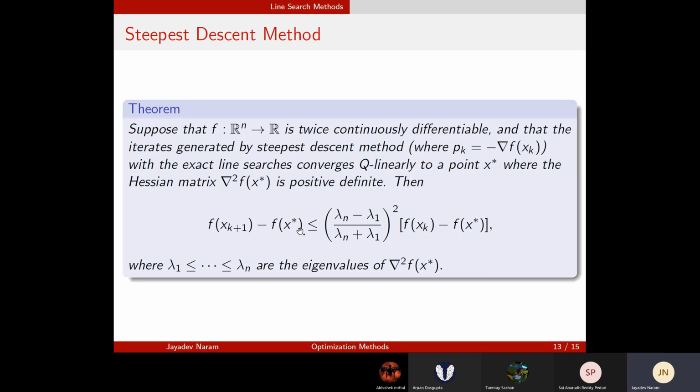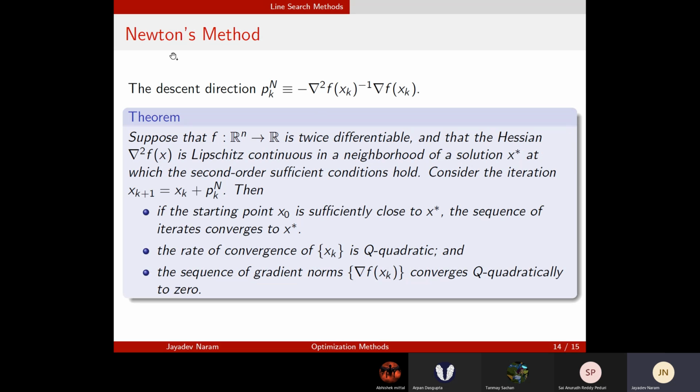The gradient at this point is 0 or not, we do not know. So yeah, steepest descent doesn't guarantee a local minimizer per se, but it does get to a point which is a decent solution, and the rate of convergence is Q-linear. And then we have Newton's method.